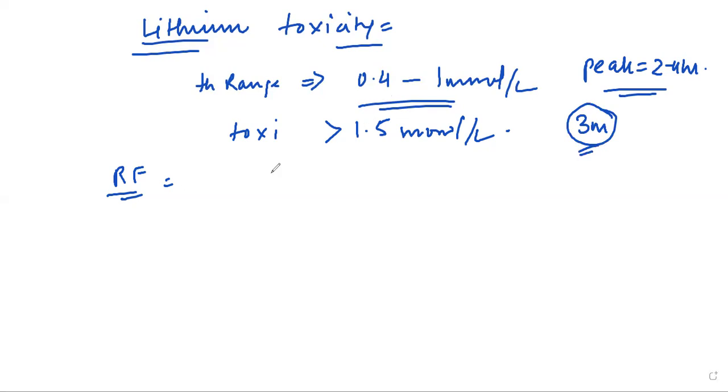So, what are the risk factors for lithium toxicity? Anything which will affect the renal elimination of lithium. Anything which will affect the kidney will cause lithium toxicity. Why? Because this drug is almost exclusively excreted via the kidney. So anything affecting the kidney will cause lithium toxicity.